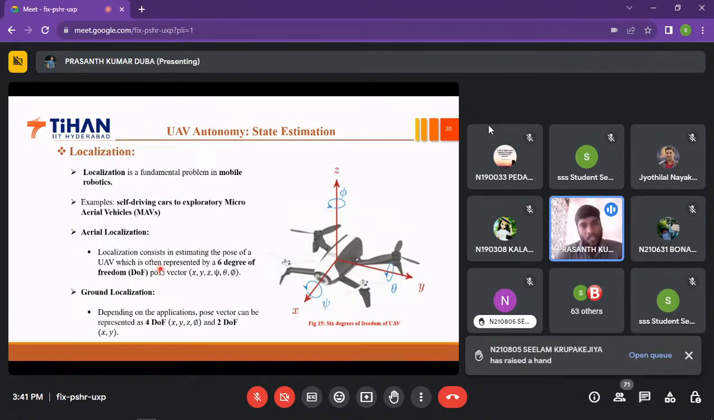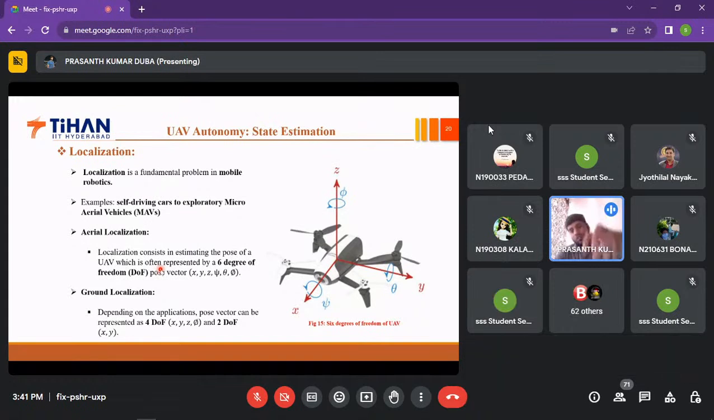Next step: localization. What is localization? Localization means the current state of the UAV. In figure 15, it gives the 6 degrees of freedom of the UAV: X, Y, and Z, and rotation around X, Y, and Z. These are the 6 degrees of freedom of aerial vehicles. Some people do their own research on ground vehicles. In ground vehicles, there are 4 degrees of freedom, without the remaining 2. Only rotation around the z axis is there; there is no rotation around x and y. This is called localization.